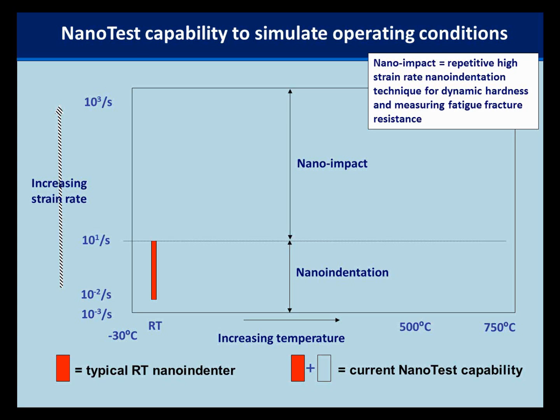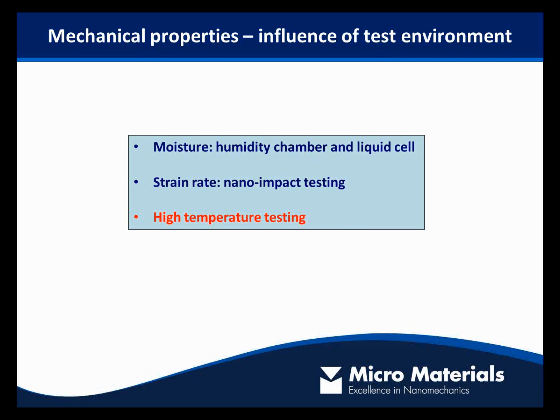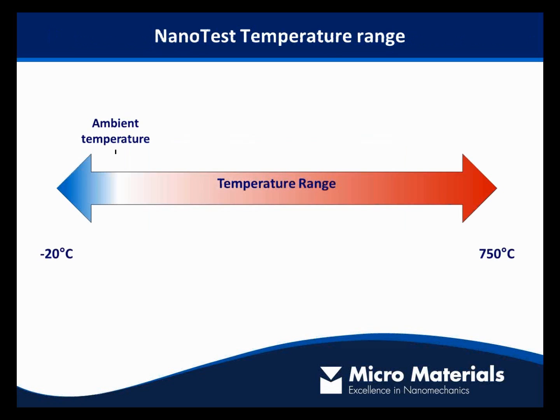So we can extend the power of impact testing as well. It allows us to extend the range of strain rates, but also we can potentially do it as a function of different temperatures, and we've done that. So if I move on to looking at the influence of temperature now. With the NanoTest fitted with a hot and cold stage, we can cover quite a wide range of temperatures, down to about -20 and up to about 750 degrees C.